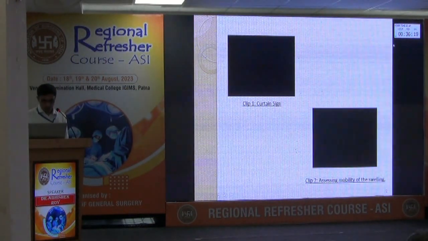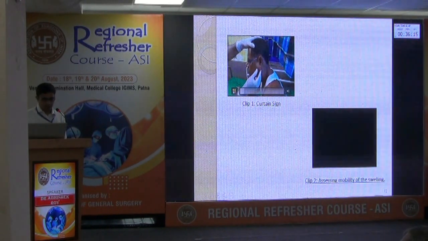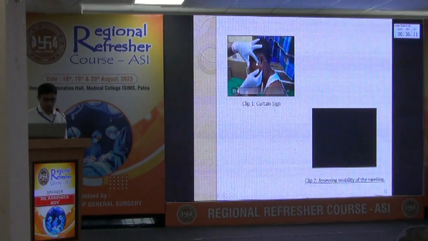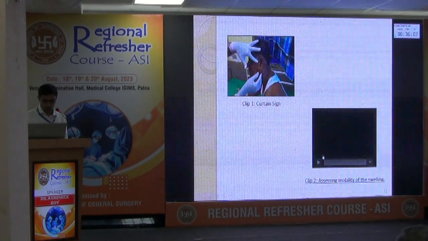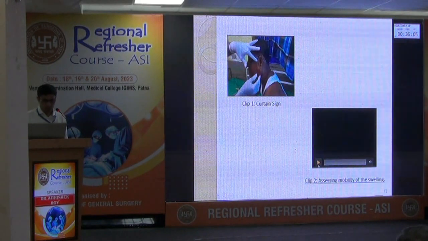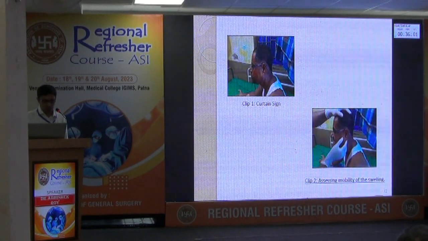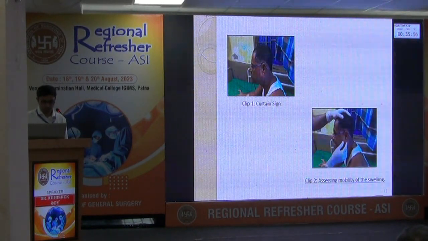So these are a few clips. This is the curtain sign. This is the zygomatic arch. I will later mark it with the left hand. Beyond that, it's not going. And here we see the mobility of the swelling. It's mobile in both vertical and horizontal axis.